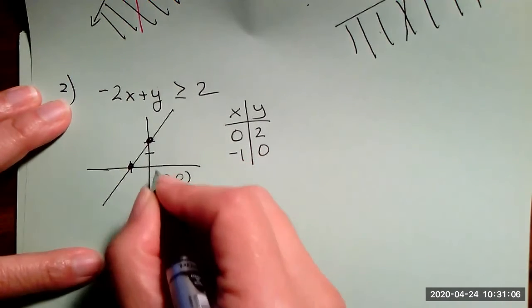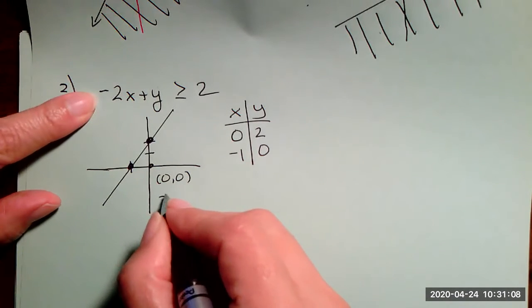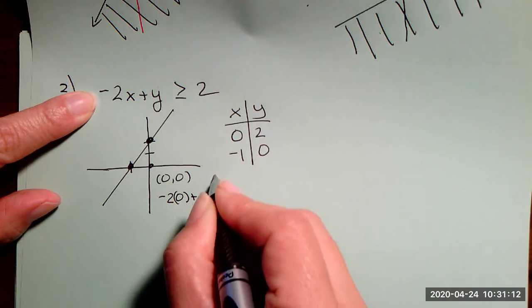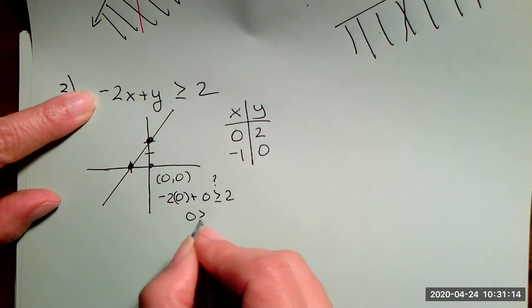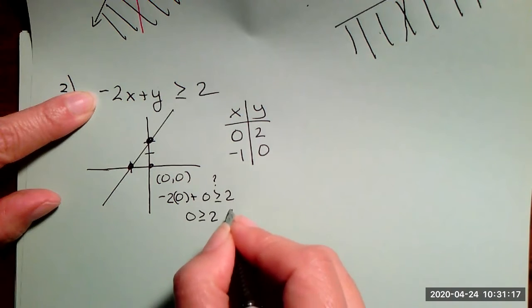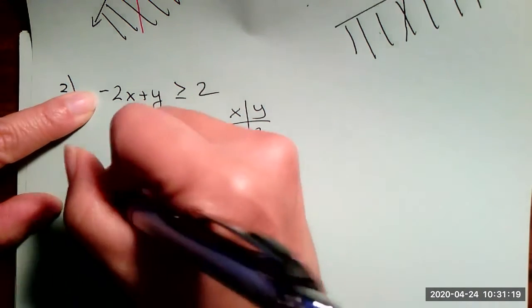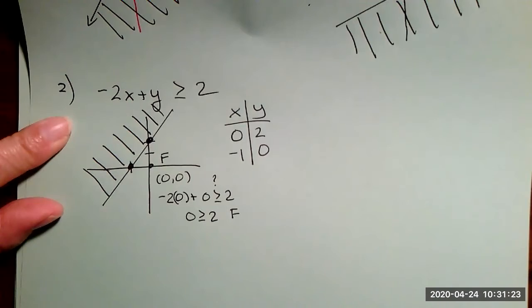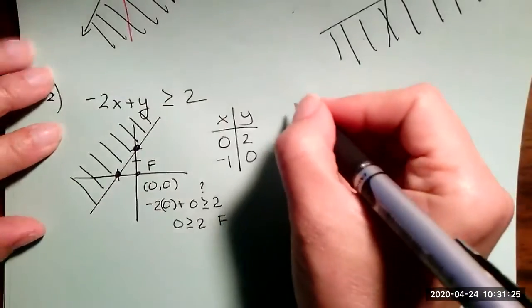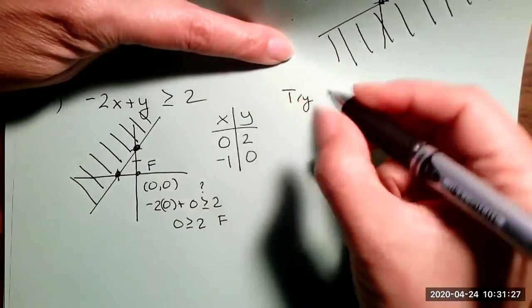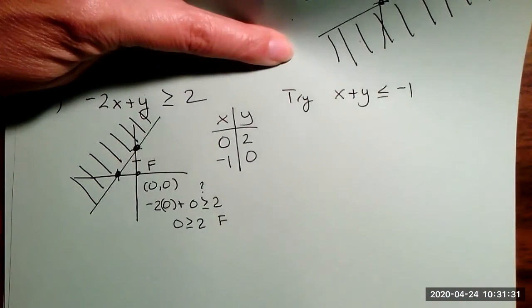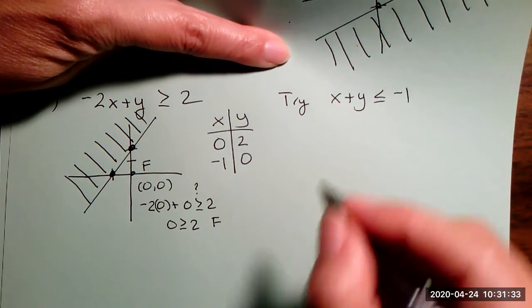0, 0. So -2 times 0 plus 0 greater than 2. That's my question. Is 0 greater than or equal to 2? It is not. This is false. So this side gets shaded. All right. You try this one. All right, let's check your answer.